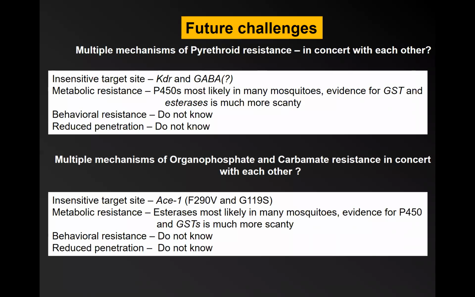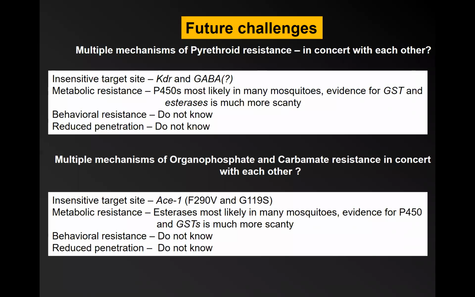You can ask Brad there how complex this is. Just even to look at P450s, which are multifunctional genes, and separating the P450 that is involved with the actual detoxification of the chemical versus those affecting other parts of the pathway. It's very, very difficult to separate. And we know nothing about behavioral or reduced penetration forms of resistance in any of these mosquitoes in California.